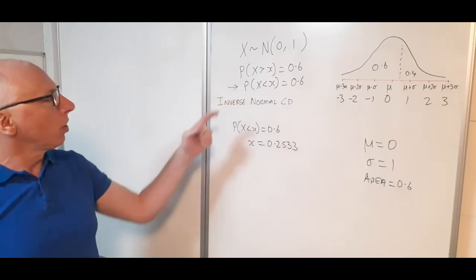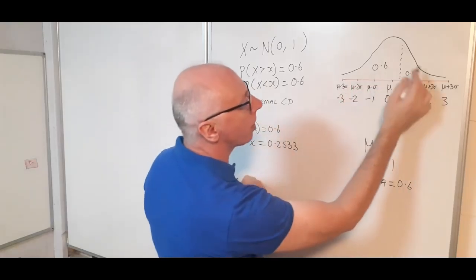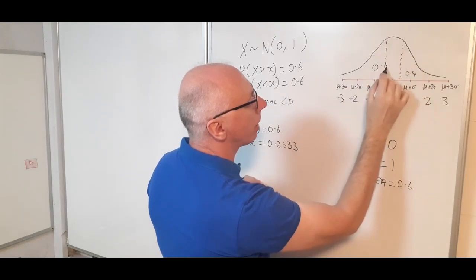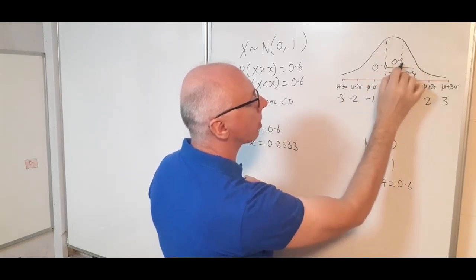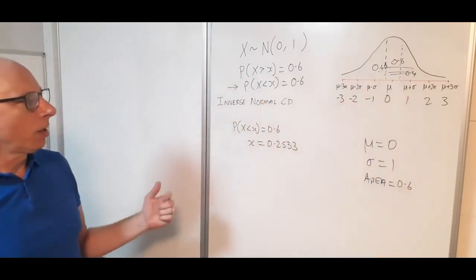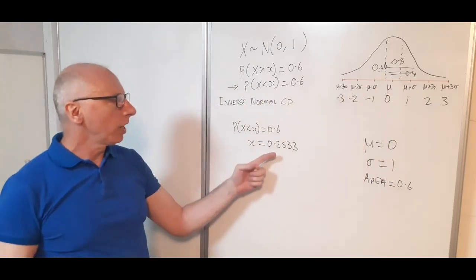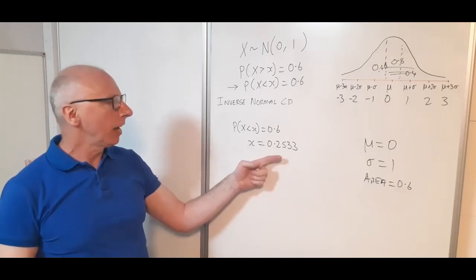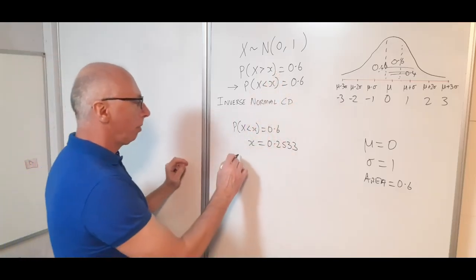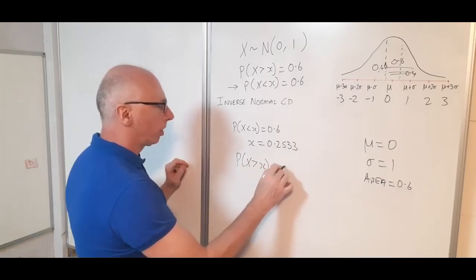Now, for the other one, probability x is greater than x, that means it'd be 0.6 on this side. So if we just draw a line there and just ignore this one, this area here would all be 0.6 and this bit here would be 0.4. So by the laws of symmetry of the normal distribution, we know if we subtract that from the mean, that'll give us our value for the second part. So probability x is greater than x equals 0.6.